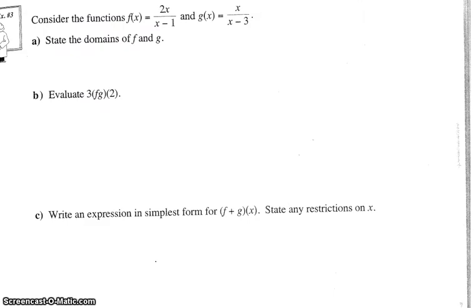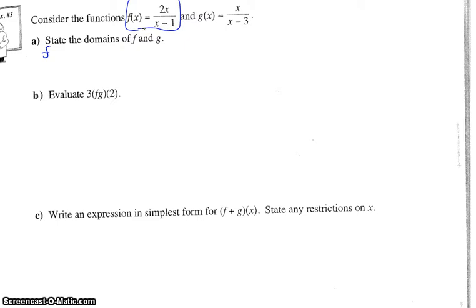Okay, example number 3. Consider the functions f of x equals 2x over x minus 1 and g of x equals x over x minus 3. State the domains of f and g. Okay, so for f, we're looking at this function here. We could graph that on the calculator, but sometimes it's a lot easier just to do it manually to get some of these values to figure out the domain.